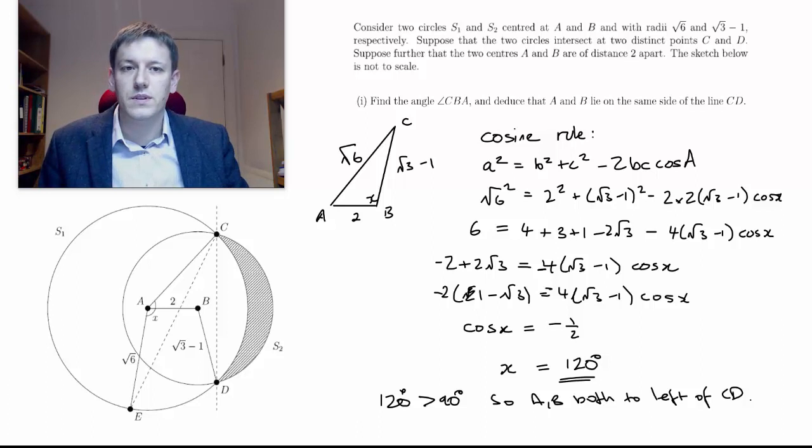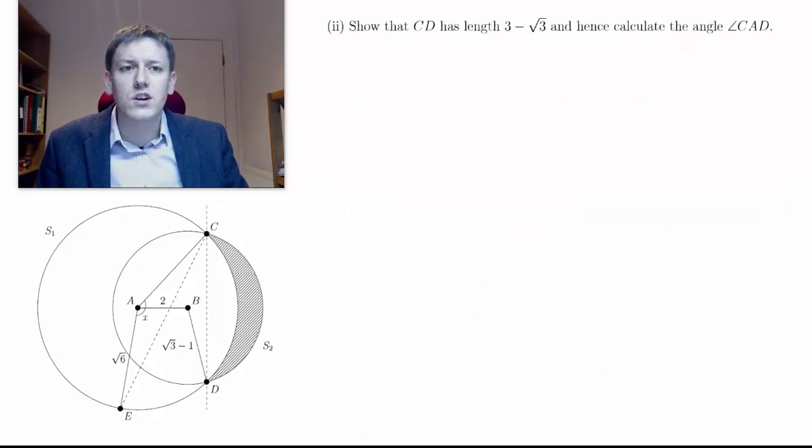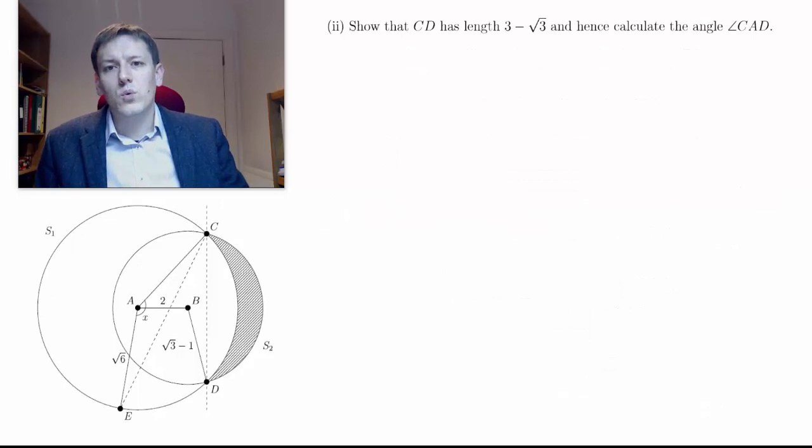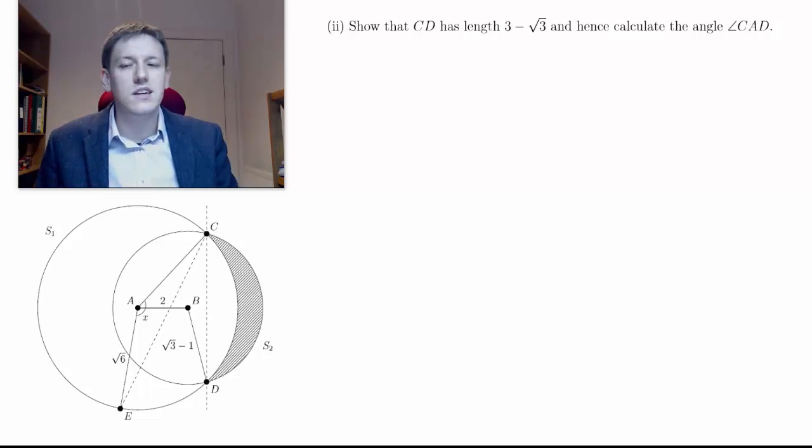Okay, so not too bad so far. What does it say next? Okay, so we've got to show now that CD has length 3 minus root 3, and hence calculate the angle CAD. So we've got a choice here. I've got a triangle CBD and also triangle CAD, and in principle we could use either of those to work out CD perhaps.